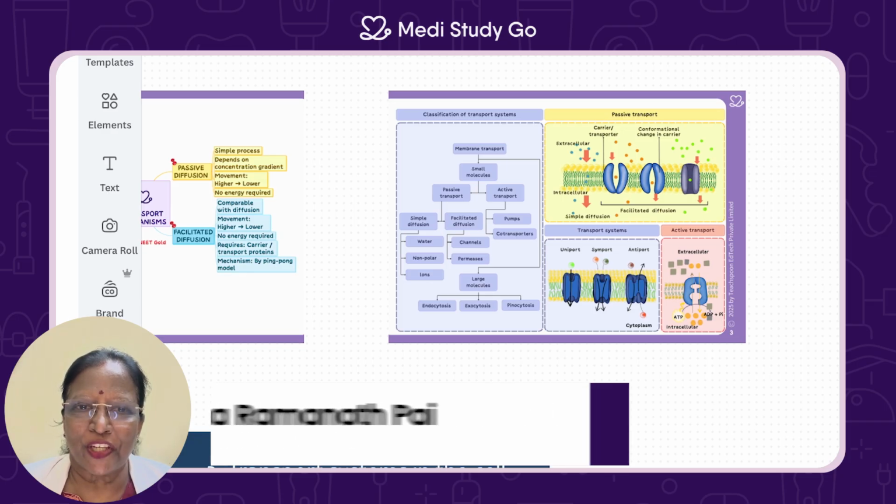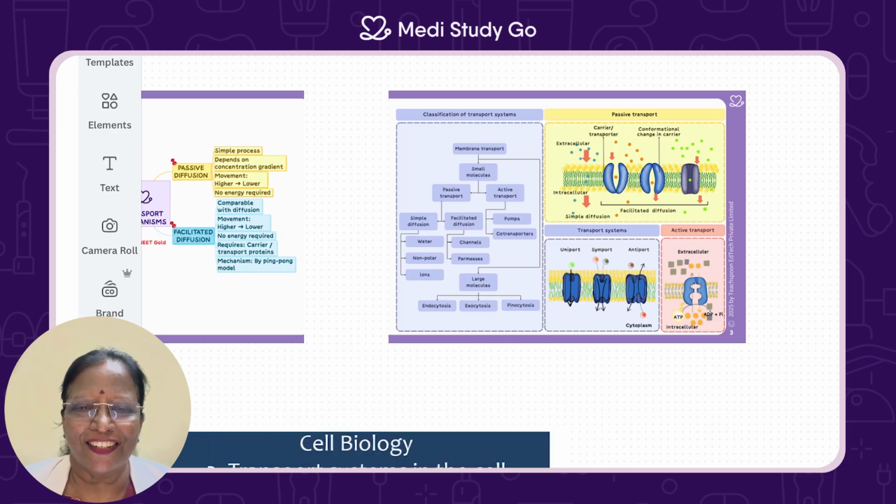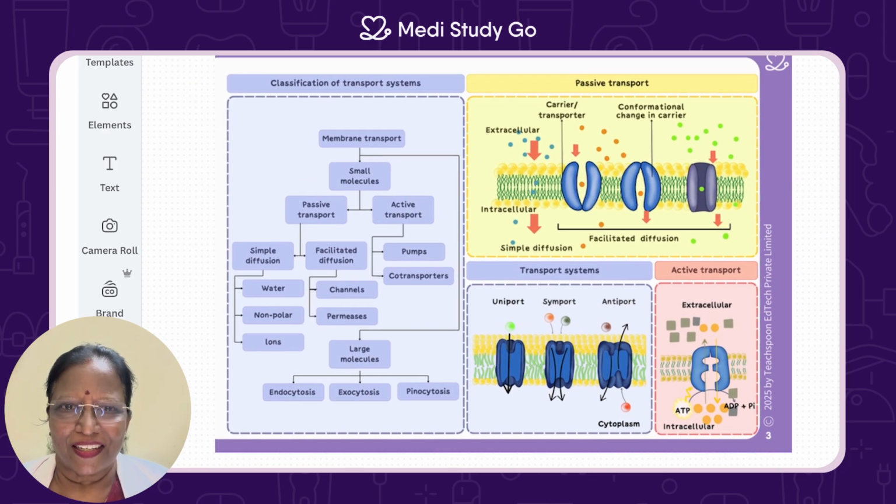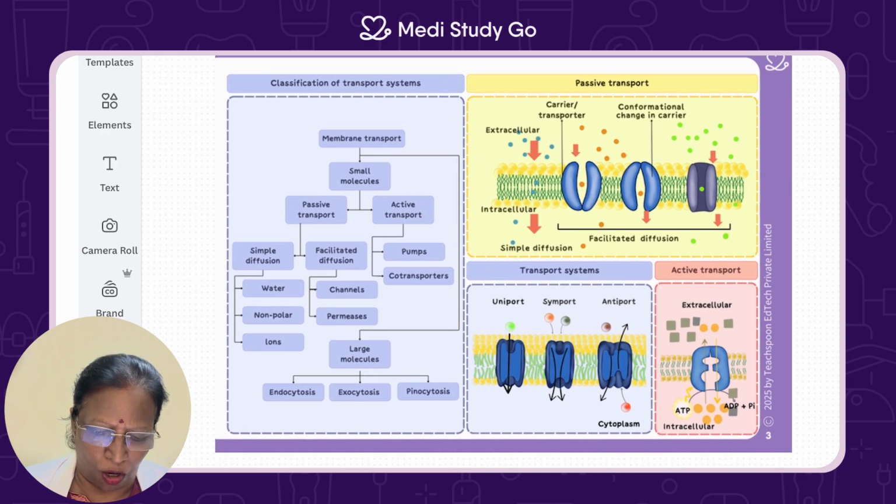In the first part of the video, we spoke about classification and various types of passive transport of small molecules. In the mind map book, it is concisely written in the form of a flowchart, starting with small molecules, large molecules down here, passive transport, active transport, simple diffusion, facilitated diffusion. Active transport again, pumps, that is primary, co-transport is secondary. Large molecules, endocytosis, exocytosis, pinocytosis.